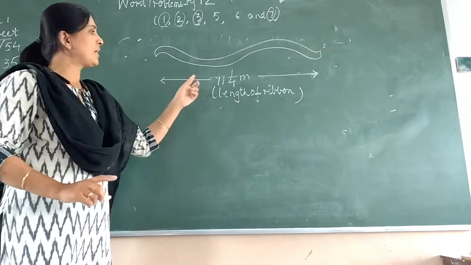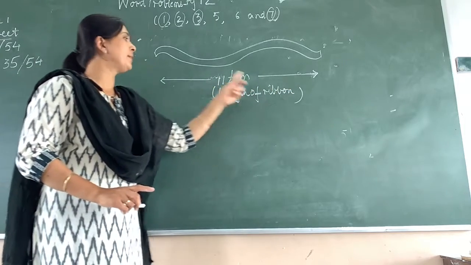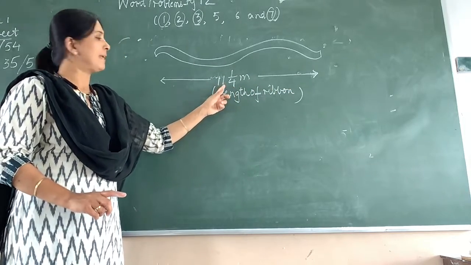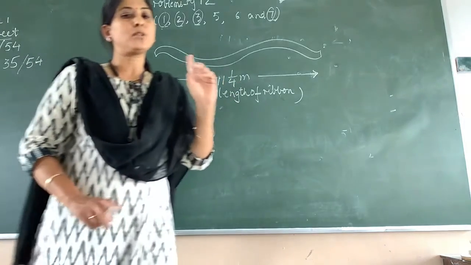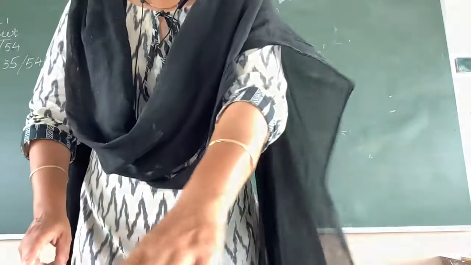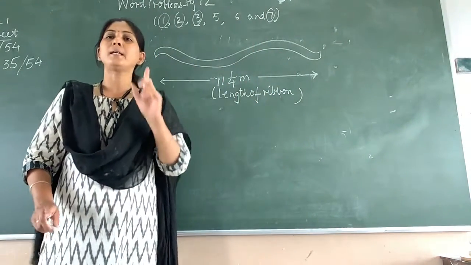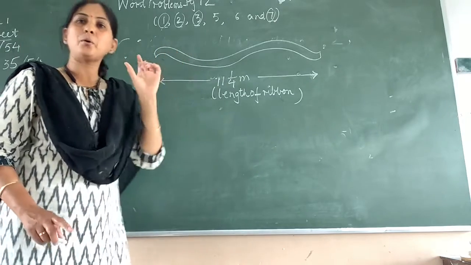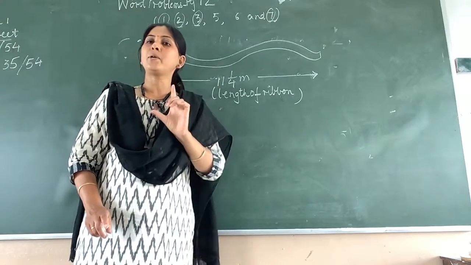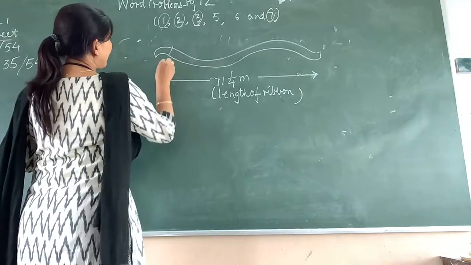When it is said that she has this much long ribbon, it means the length of ribbon that Sushma has is 11 and 1/4 meter. Now let's read further. She cut it into 9 equal pieces. Now she has cut this ribbon into equal pieces. And how many equal pieces? 9 equal pieces. Let me try to cut it into equal pieces.